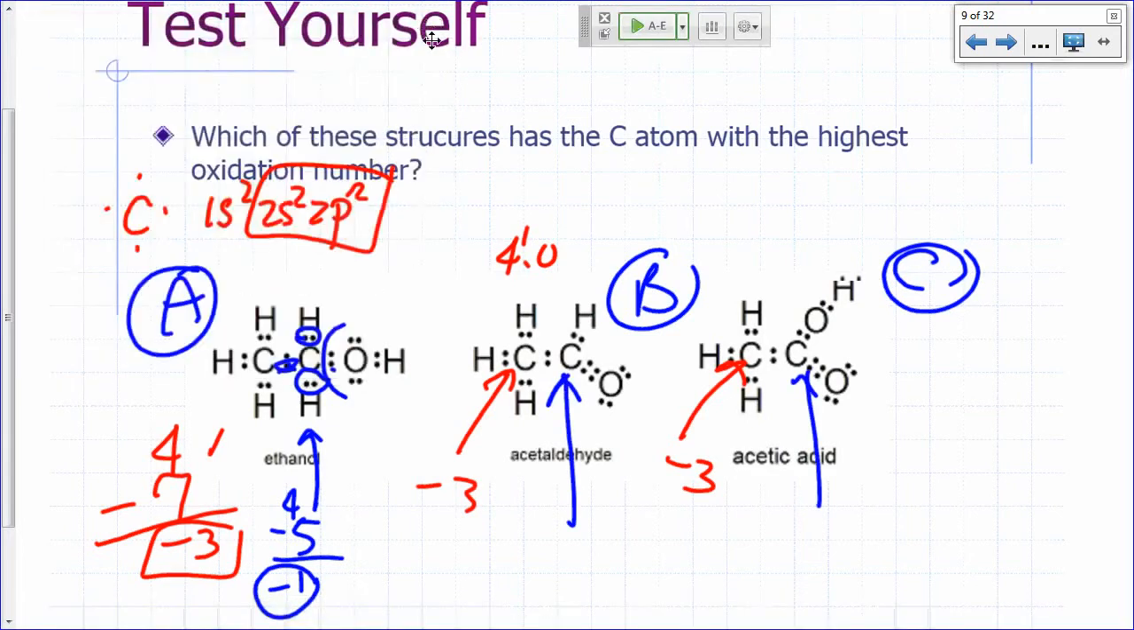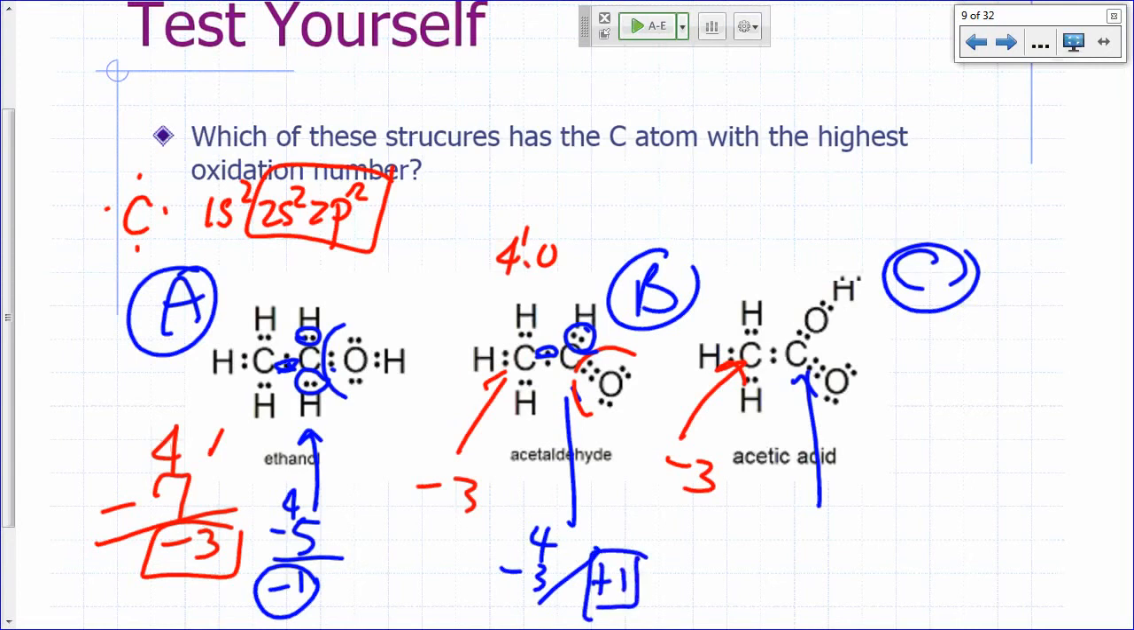This carbon right here, what would it be? How many does it own? It owns those and those. That's 4. Does it own any of this shared with oxygen? It doesn't own any of those, right? Oh, that's right. Only 1 of those. Correct. Very good. So it owns that, and it owns 1 of these 2. So that's 3, right? So 4 minus 3, oxidation number is +1.